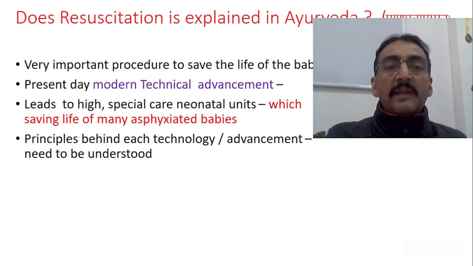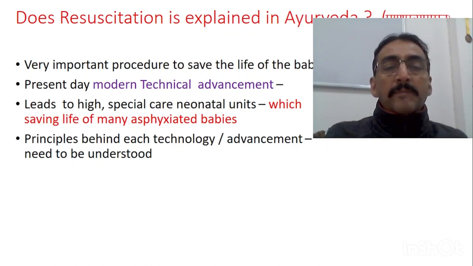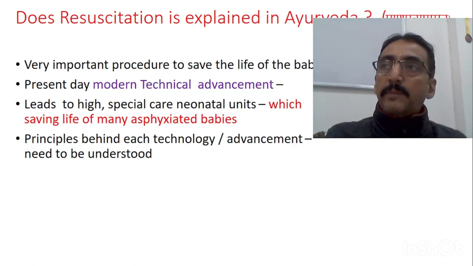Now today we have modern technical advancement which is able to save even a baby up to the 26th week of gestation. And that has to be considered as one of the greatest contributions to the world. And of course, this leads to high special care neonatal units also, which are saving the life of many asphyxiated babies. However, the quality of life of those babies after saving them is questionable, but at least one thing is quite sure, that we are able to save a baby even with very low birth weight and very premature, even at the 26th week of gestation. That is because of highly advanced modern technical advancement.